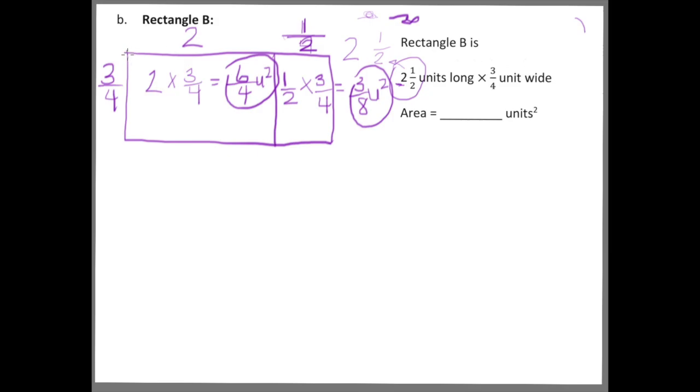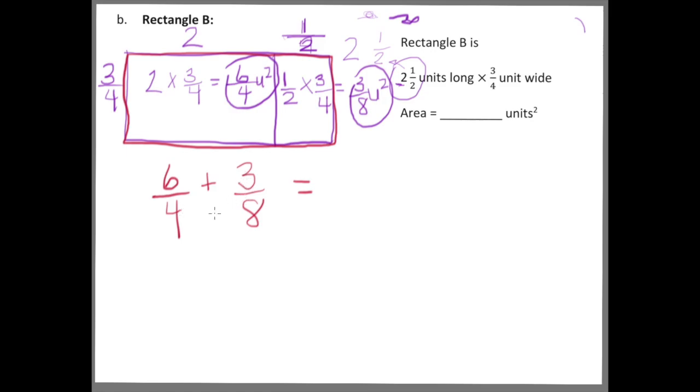In order to find the area of this entire rectangle that I'm outlining right now in red, we just need to simply add our two partial products. We just need to add 6/4 with 3/8. That will give us the area of our entire rectangle. 4 and 8 do not have a common denominator. We need to transfer something into a denominator that is the same.